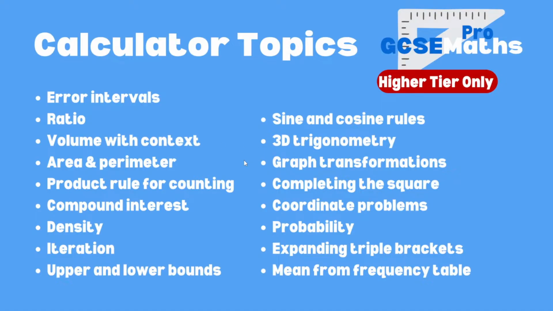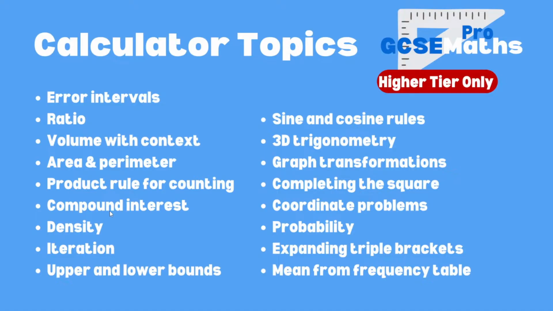Obviously ratio, I know it came up a lot in paper 1, but ratio just comes up constantly anyway, doesn't it? It will come up in multiple questions. Volume, I think volume generally, but also with a context. So when they give you a real world context, I think that tends to come up quite a lot. Some form of area, perimeter will probably come up quite a lot. I think maybe circle, sectors, that kind of thing is quite common.